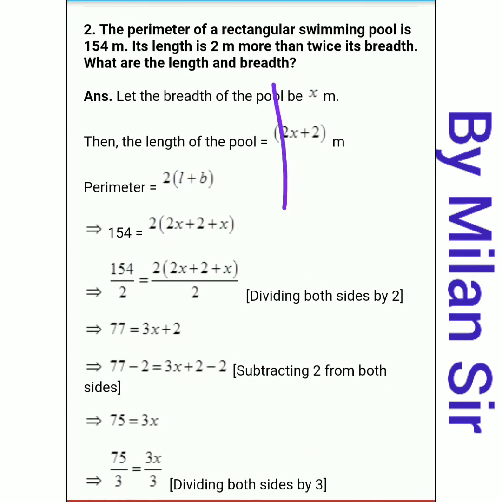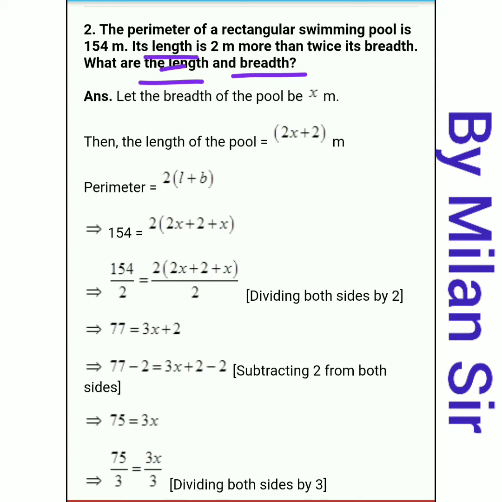First of all, read this question. The perimeter of a rectangular swimming pool is 154 meter. Its length is 2 meter more than twice its breadth. What are the length and breadth? So in total two things we need to find, length and breadth. First line is the perimeter of a rectangular swimming pool is 154 meter. Second one, its length is 2 meter more than twice its breadth.